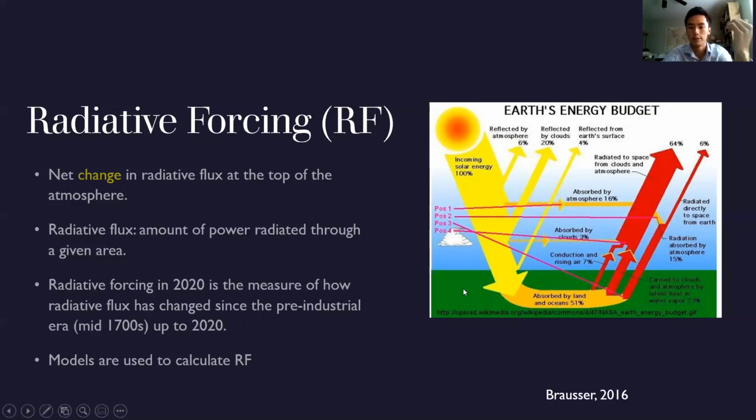So the atmosphere traps long-wave radiation, shown in this chart, from escaping the atmosphere, and that warms the planet. And it also reflects shortwave radiation back into space, which cools the planet. So net RF is the difference between long wave and short wave. And when this value is positive, there's a net warming of the globe.